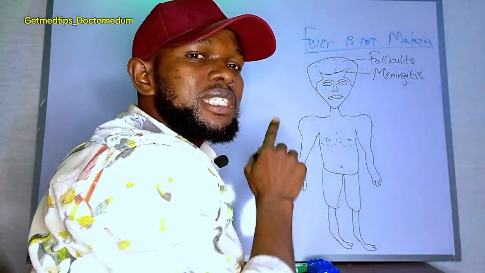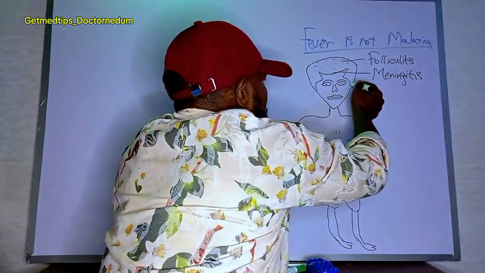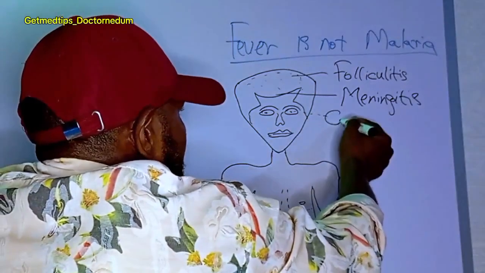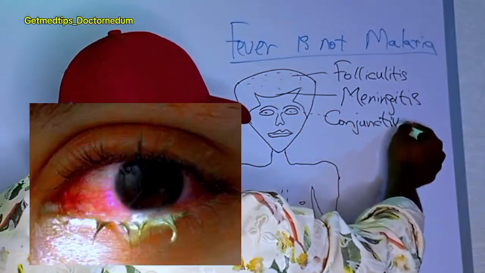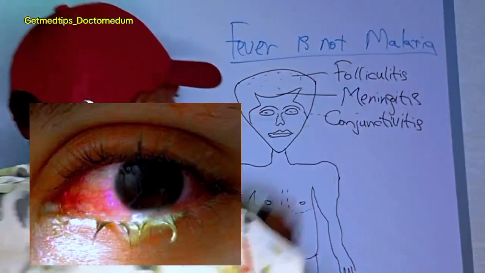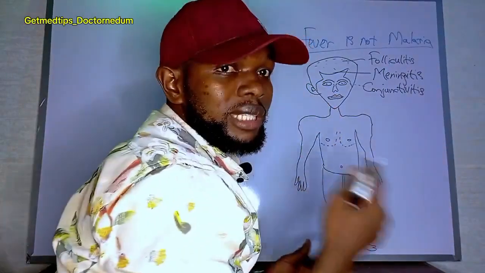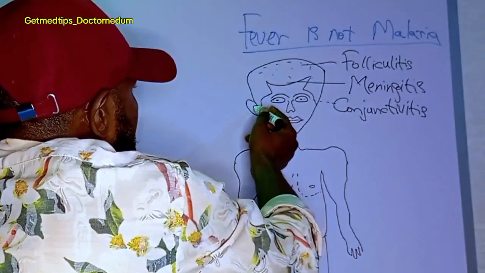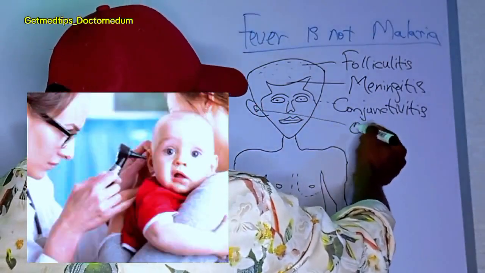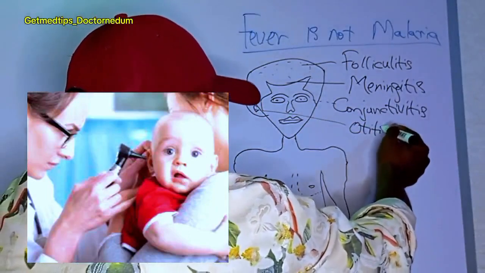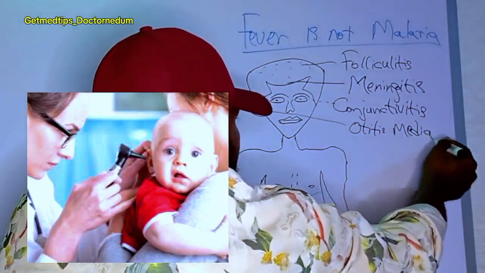Now, if it happens in the eyes, that's the infection of the eyes, it could be conjunctivitis, bacterial conjunctivitis, and it can cause fever. Now, if it happens in the ear, it could be just otitis media. So let me just bring it to this point too. Otitis media can cause fever.